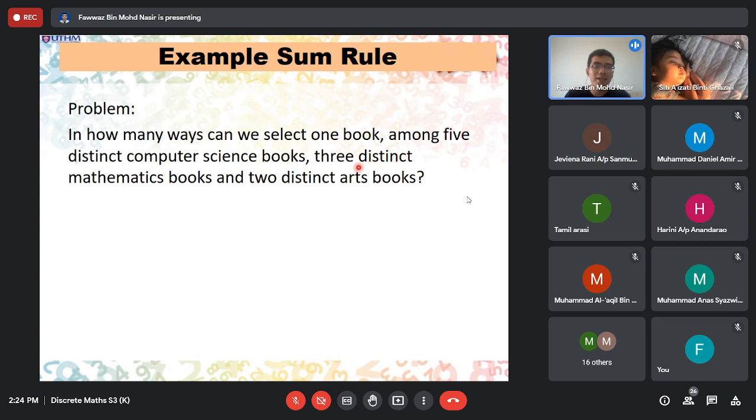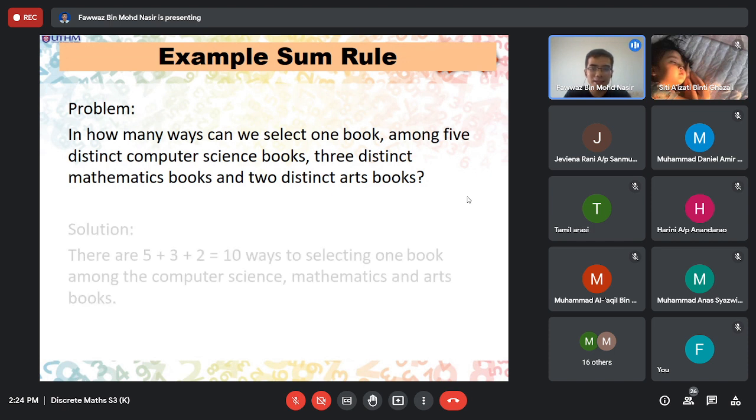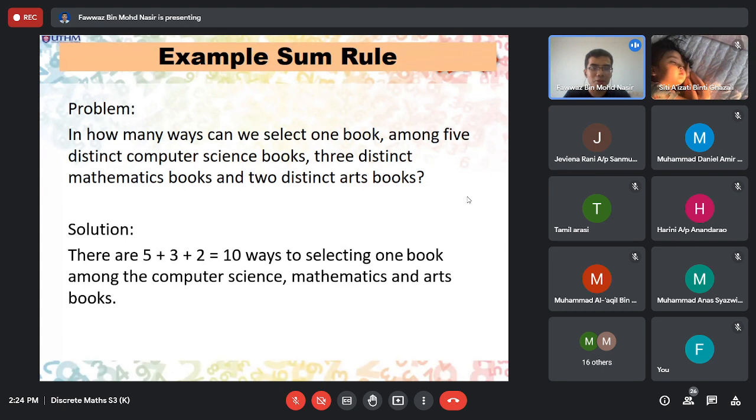Dalam case ni sebab dia nak select only one book from different subjects. So dalam kes ni kita use sum rule. So the number of ways there adalah we just sum up all the number of books yang ada, 5 books plus 3 plus 2, so we get 10 ways to select one book, okay, from 3 different subjects.